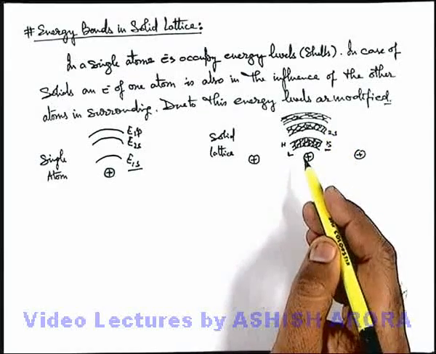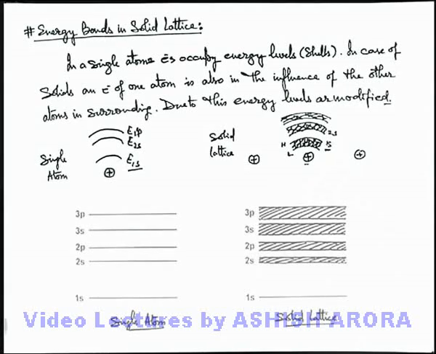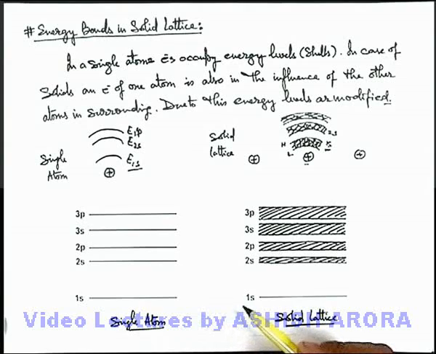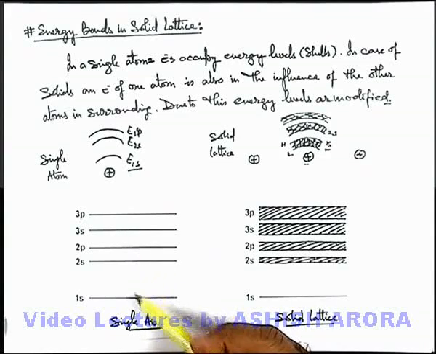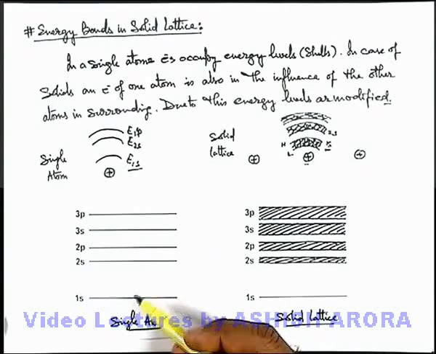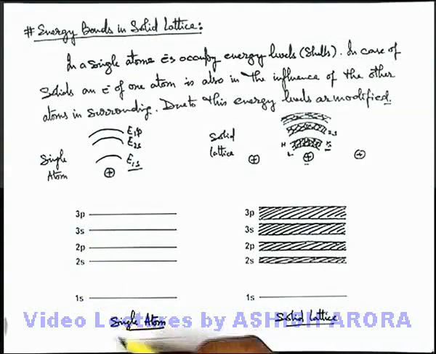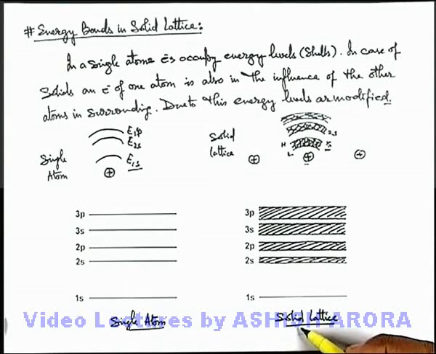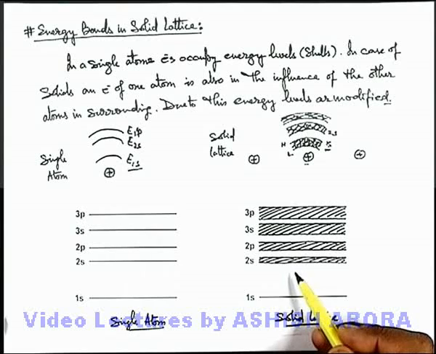If we just have a look at a physical situation, here you can see this picture. In this picture you can see a similar situation to what we explained in the above diagrams. This is the energy level diagram for a single atom. Here we can see the energy levels corresponding to orbitals 1s, 2s, 2p, 3s, 3p, and so on. And in case of a solid lattice, you can see these orbitals are modified in the form of energy bands.